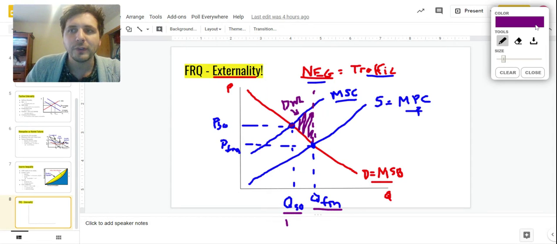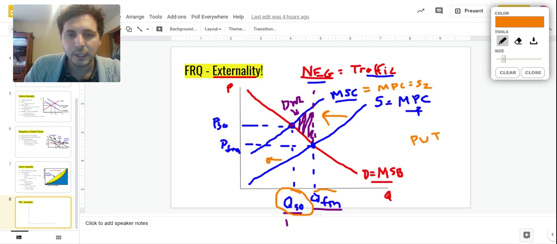All right. So now how do I fix this problem? Well, there's only one fix, and that is a per unit tax, PUT. We're going to tax. When we do that, we move this supply curve to the left, because we're increasing the cost. And we're going to keep moving that to the left until MSC equals MPC equals supply 2. In other words, where we are producing at the socially optimal quantity and charging the socially optimal price. Those are all the things you need to be able to identify on this graph for the FRQ.